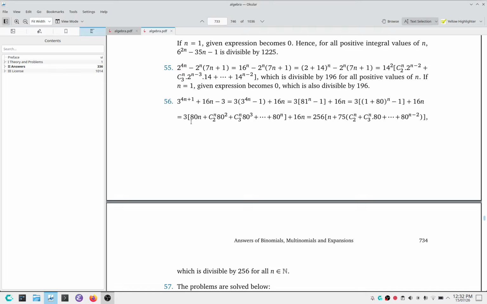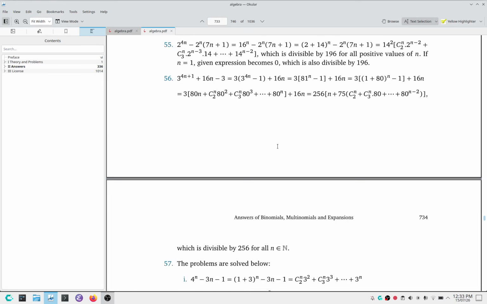So what we get is 3 times 80n plus nC2 80 square plus nC3 80 cube up to 80 to the power n. So what we get is 256 times n plus 75 nC2 nC3 times 80 up to 80 to the power n minus 2, which is divisible by 256 for all n. Let me think a bit carefully here. So this would be 80n plus 16, 96. 240 plus 16, 256. That is fine.